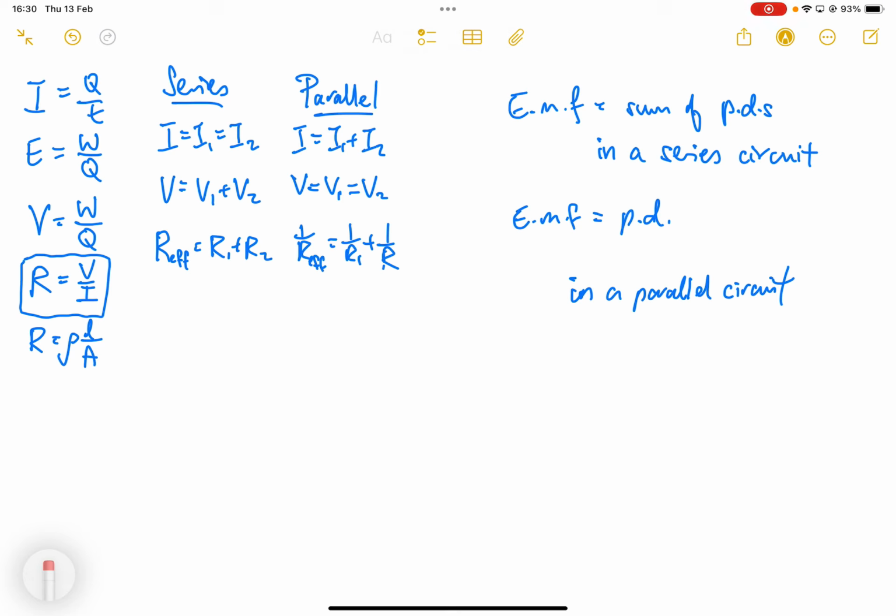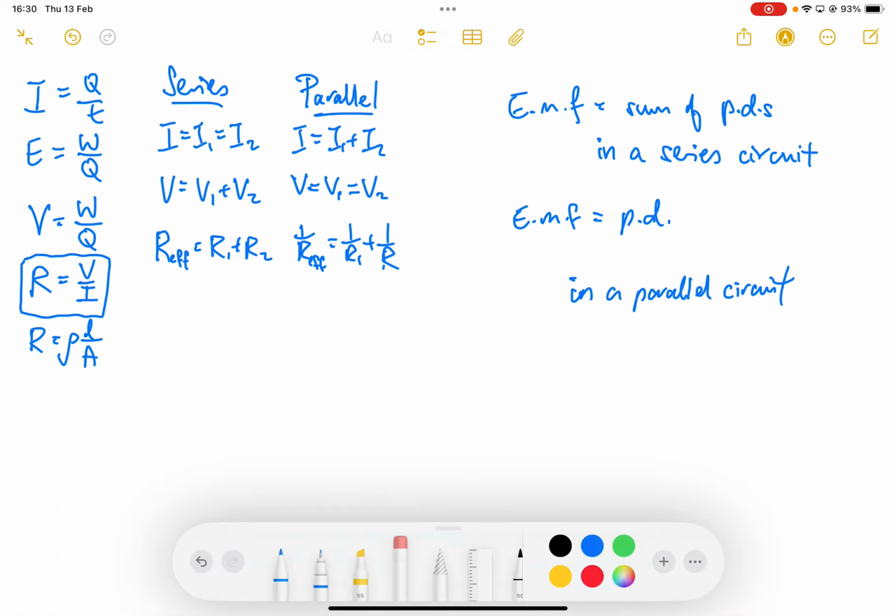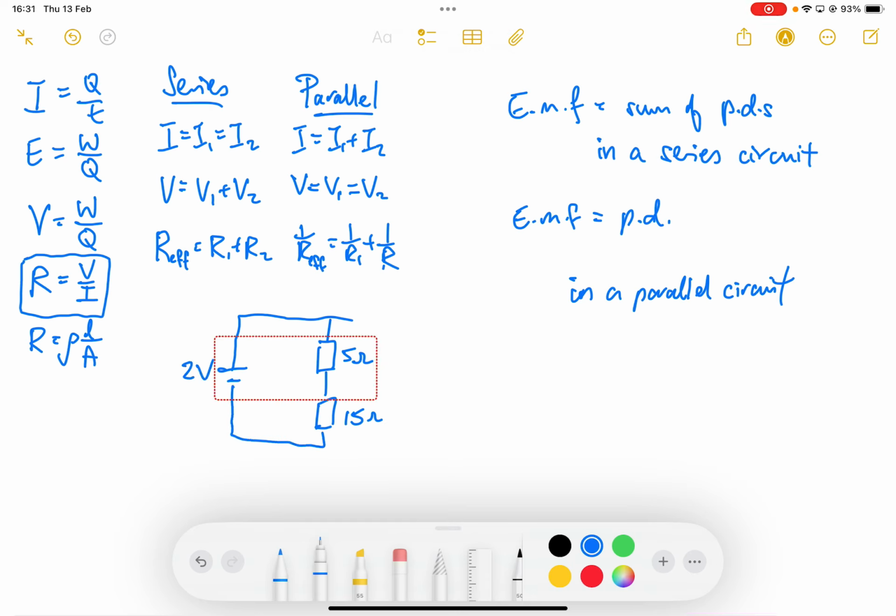Now we are going to talk about potential divider. If you look at page 316, there's one example there. I will use that as an example. Now if you have two resistors in series, in this case 5 ohms and 15 ohms, connected to the power source, in this case 2 volts, and I want to know what is the potential difference across each of them. We call the first one V1, and we call the second one V2.